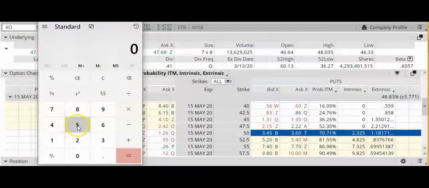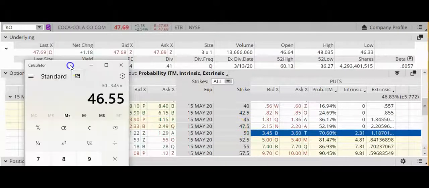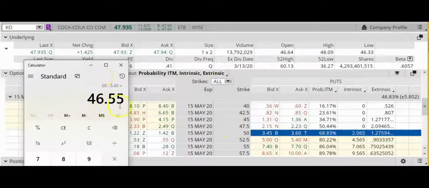So if I get assigned on the $50 put option, but I received $3.45 premium up front, my true cost basis is $46.55, which is about $1.22 higher than the cost basis of the at-the-money put option. Getting assigned at the $50 put still results in a cost basis that is lower than the price of today's stock, lower than today's stock price.